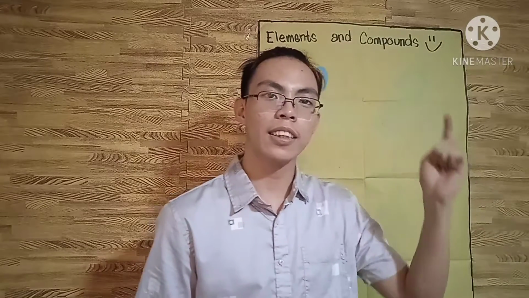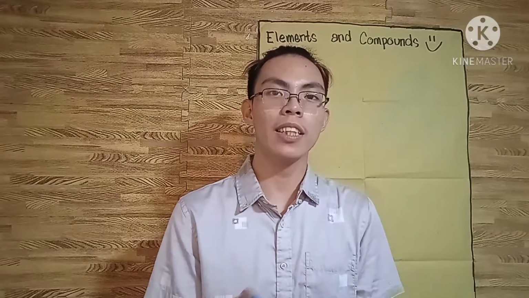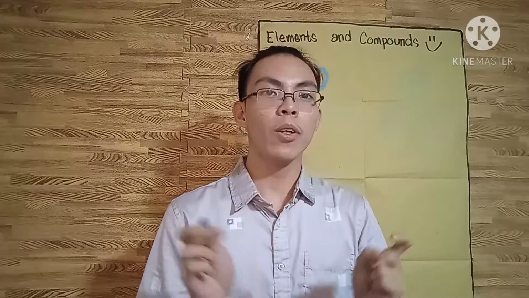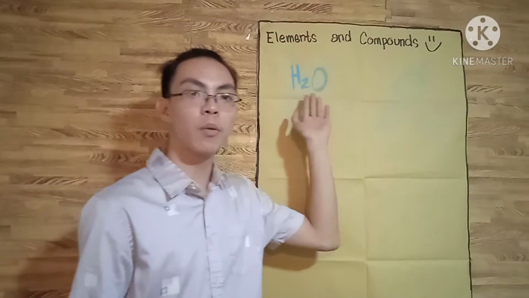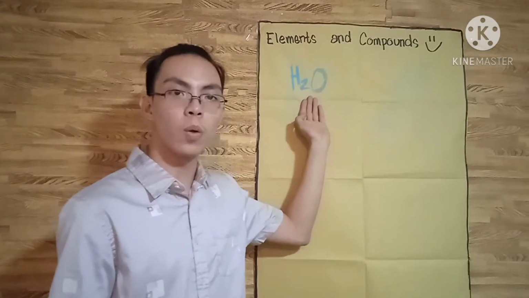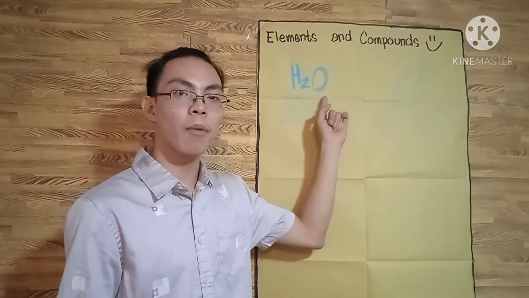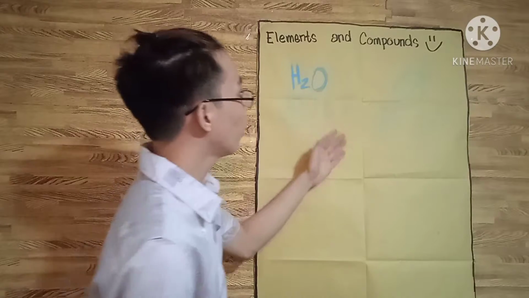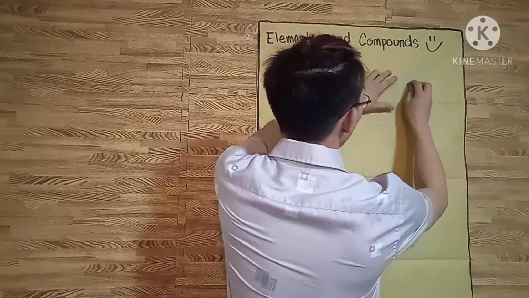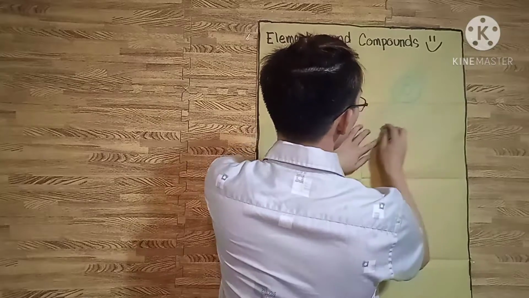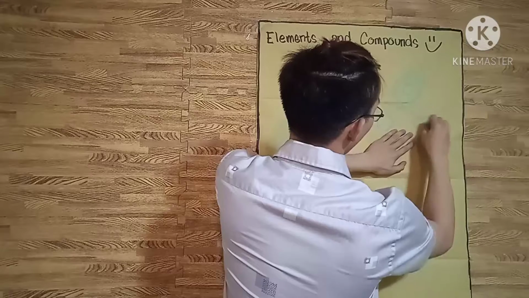As discussed earlier, the elements in a compound can be separated through what we call a chemical reaction. The chemical symbol for water is H2O: two atoms of hydrogen and one atom of oxygen. So let's draw the chemical illustration of water, with one atom of oxygen and two atoms of hydrogen.